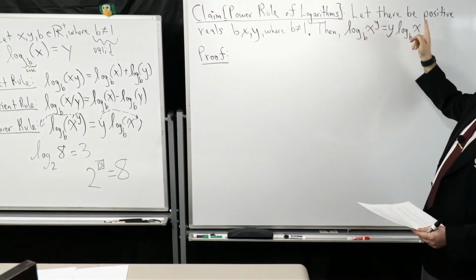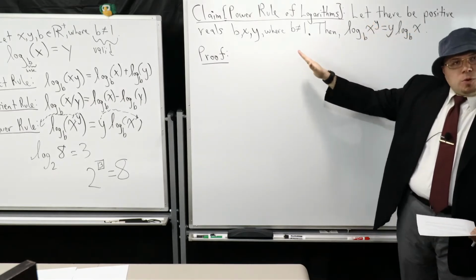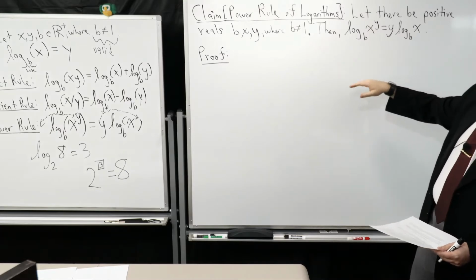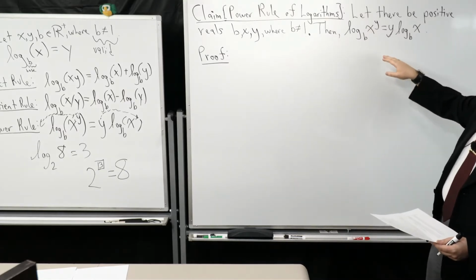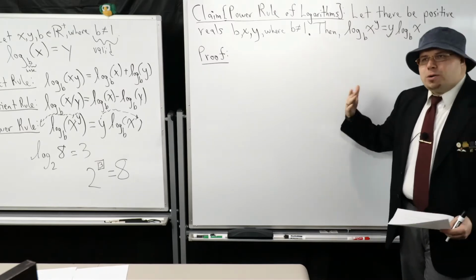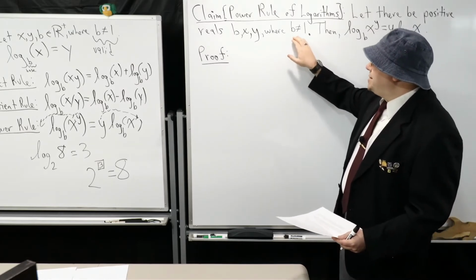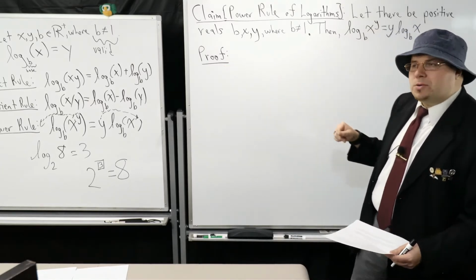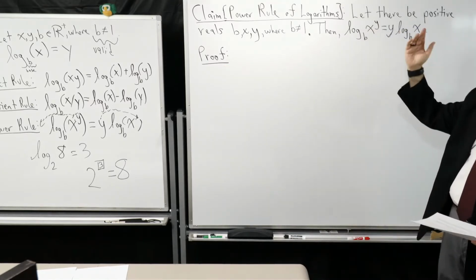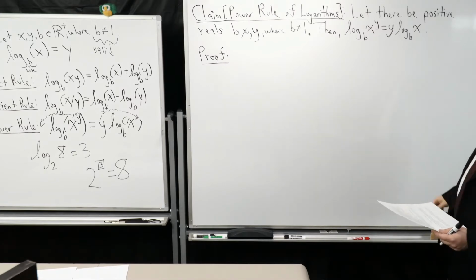I'm going to let there be positive reals b, x, and y. And then I'm going to, of course, assume that b is not equal to 1, just because of my definition over there. I want you to actually think about what that would mean if I were to put b equal to 1 in terms of that definition.